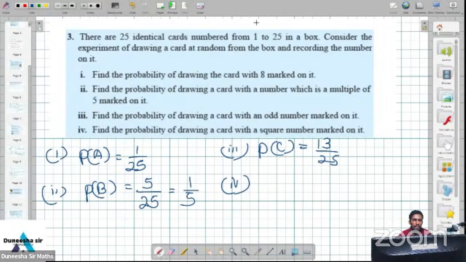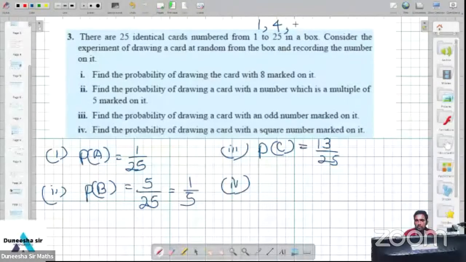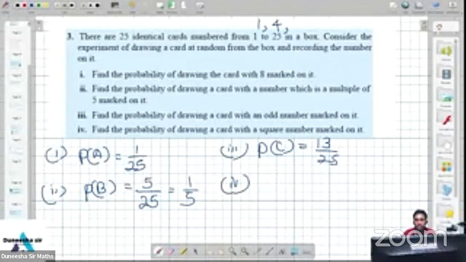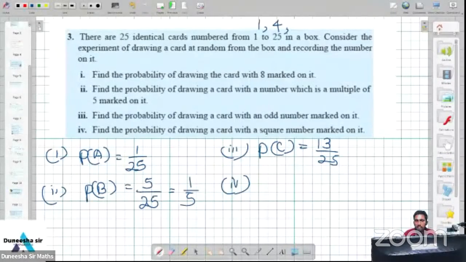Okay. What are the square numbers there? 1, 3 to the power 2 is 9. 4 to the power 2 is 16, 25. Okay, the square numbers, PD. What is the probability of D?